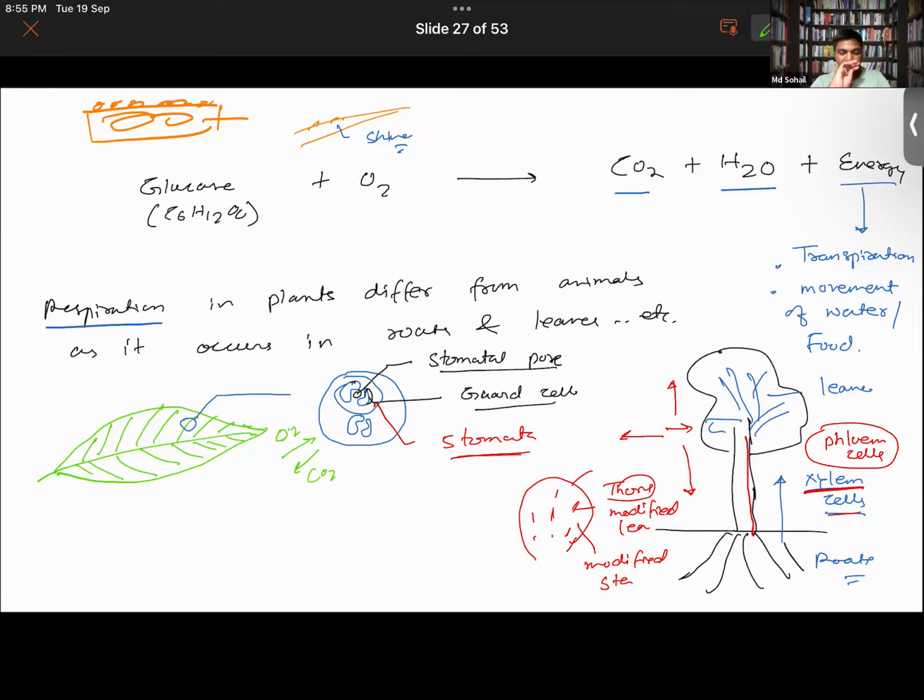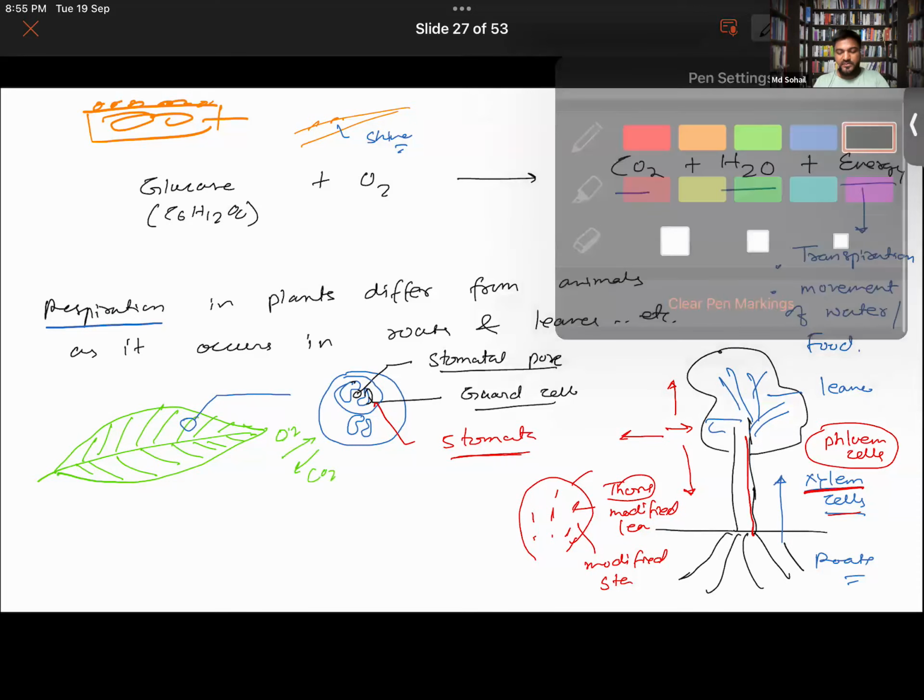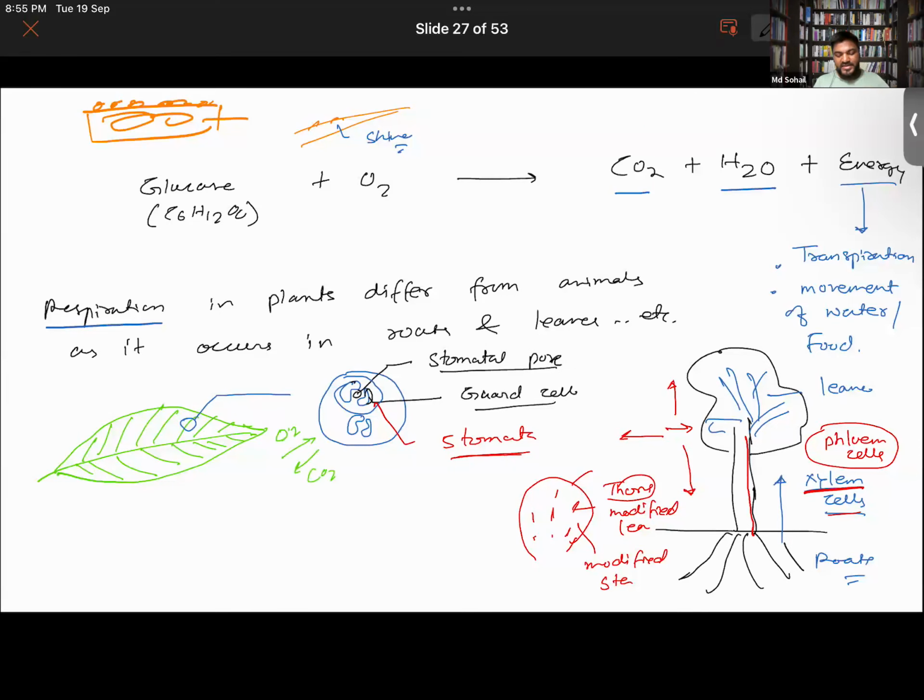Now, one more thing here: is the movement of gas inside this stomatal pore happening by diffusion or not? Can you repeat the question? The movement of gas inside this stomatal pore, is it happening by the process of diffusion? Yes, sir. Exactly, it happens by the process of diffusion.